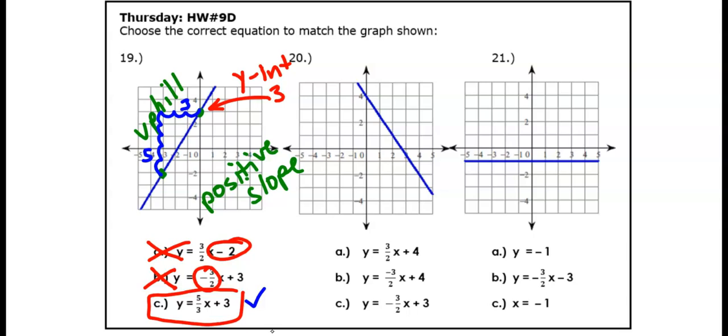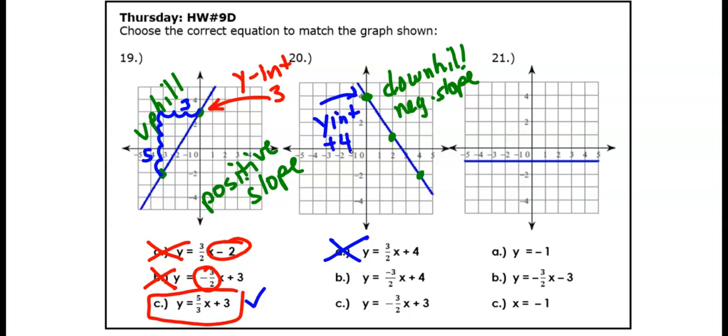Let's do the same thing for number 20. Find a perfect corner point, and another perfect corner point, and maybe even another perfect corner point. It looks like this line is going downhill, so we need a negative slope. Let's see if we can cancel anything already. Well, it looks like this one would be wrong then. I also see it has a y-intercept of +4. So that means this one must be wrong. So again, this has the wrong slope, that one has the wrong y-intercept. This is the only right answer.